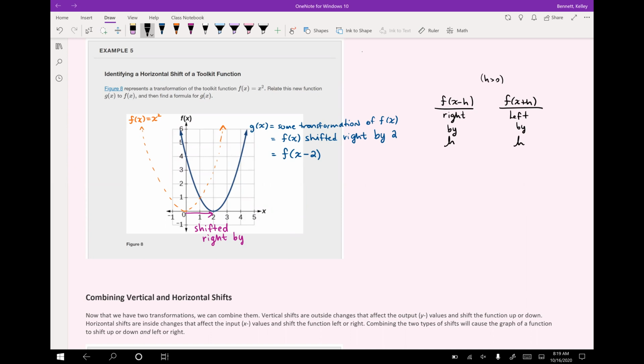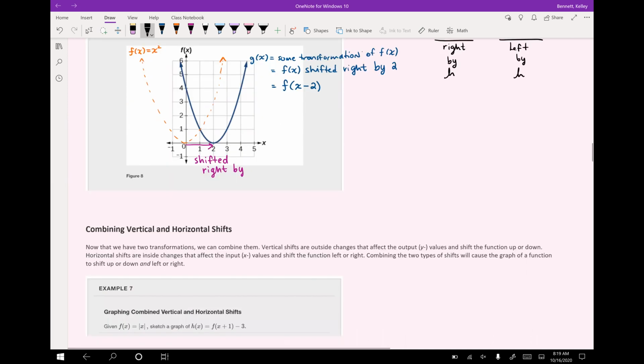So if I want to move my graph right, I've got to subtract off. Because think about this, I want this x minus 2, I want 2 to be related back to 0. So when x is 2, I have to subtract 2 from it for it to be 0.